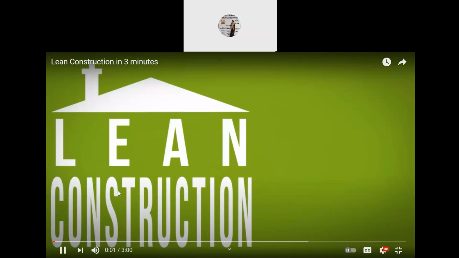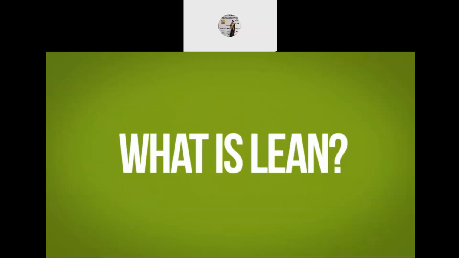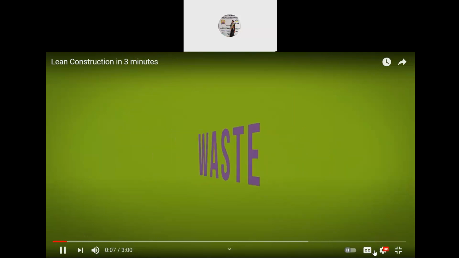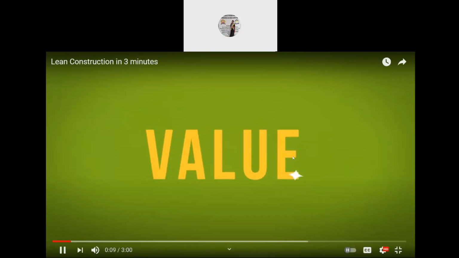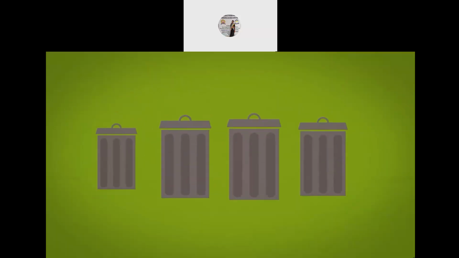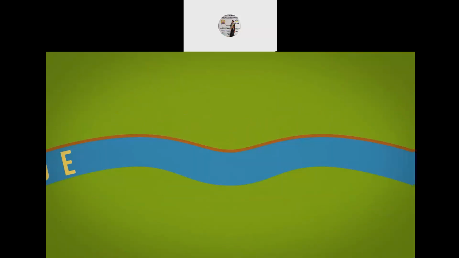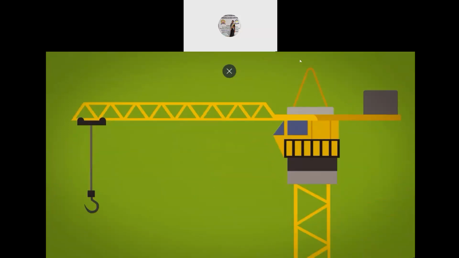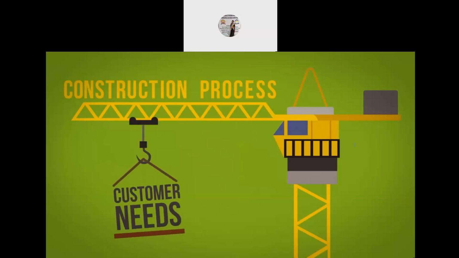Welcome to Lean Construction in 3 minutes. What is Lean? Lean is a system involving the continuing transformation of waste into value from the customer's perspective. It focuses on two linked steps: continuous elimination of waste and the creation and flow of value, with minimal waste, without interruption. Lean construction is improving the construction process to profitably deliver what the customer needs.